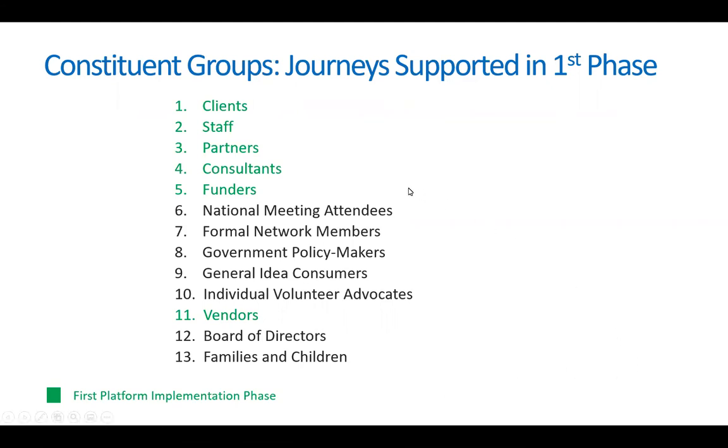And then future implementation phases, as I said, for CRM and ERP systems, would be these other groups that are on the beneficiary side, for the most part, that are in black. These would be 6 through 10 and 12 through 13. Well, the prioritized ones are 1 through 5 and 11.